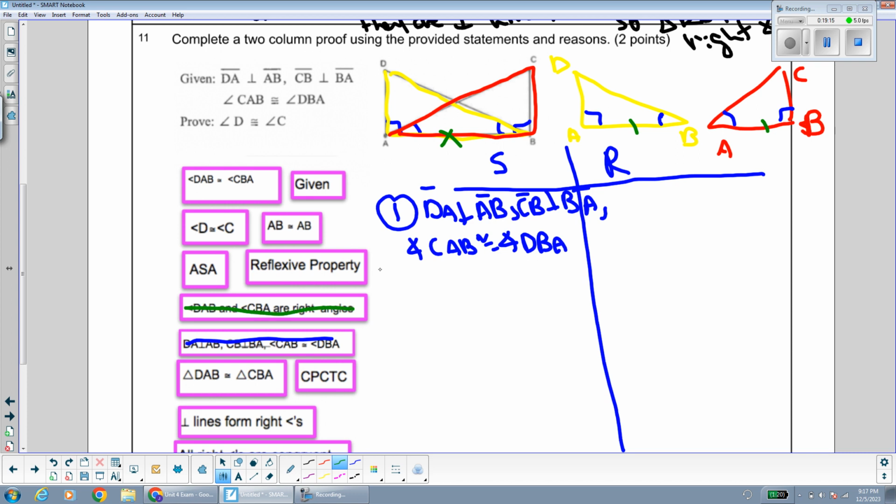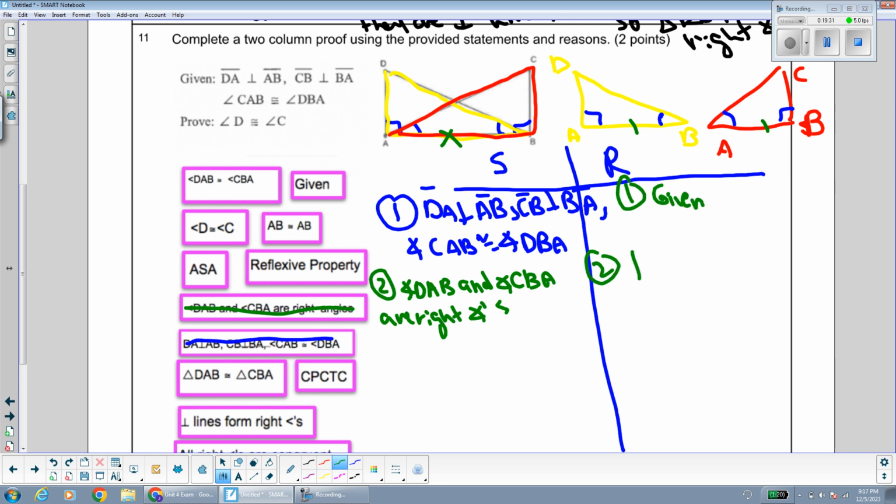So let me mention that they are right angles. So angle DAB and angle CBA are right angles. And this is given. And this is perpendicular lines form right angles.